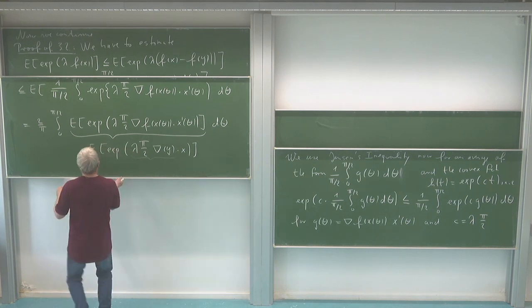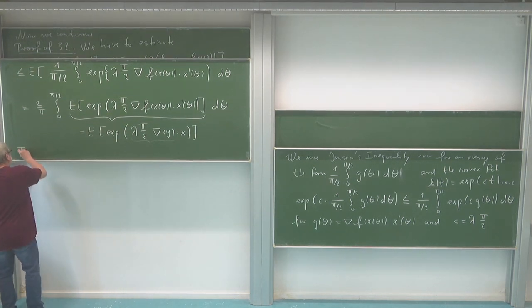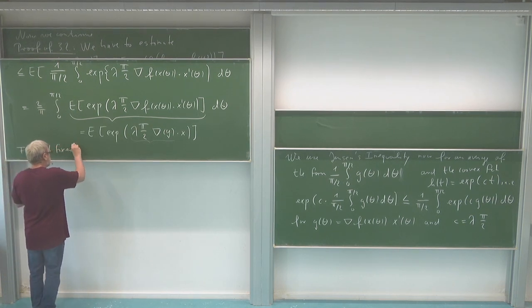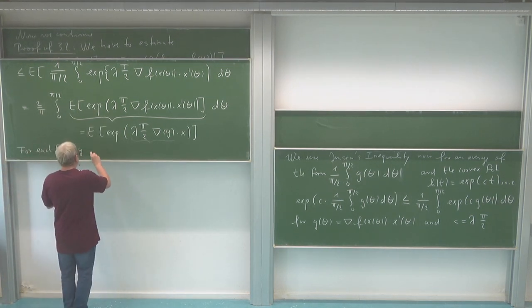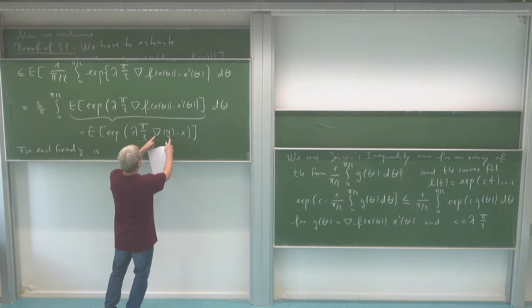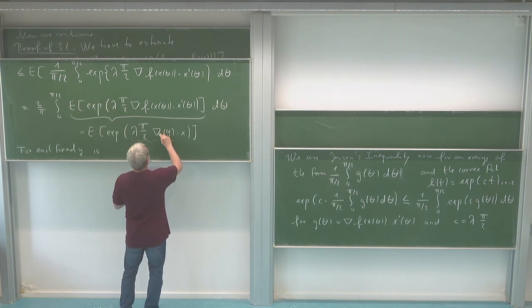So maybe let me write it here. For each fixed y, I know that the vector which I have here is the gradient. I have here the gradient of f. This is the gradient of f at this position.